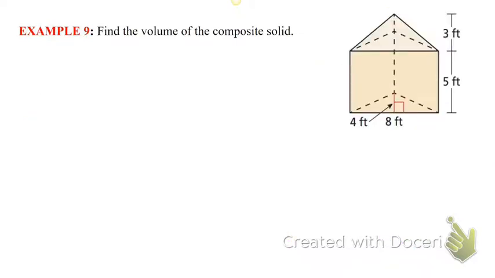Here is another composite solid. This is a triangular prism with a triangular pyramid sitting on top. I'm going to give you some time in order to try to figure this out yourself, and then I will come back.